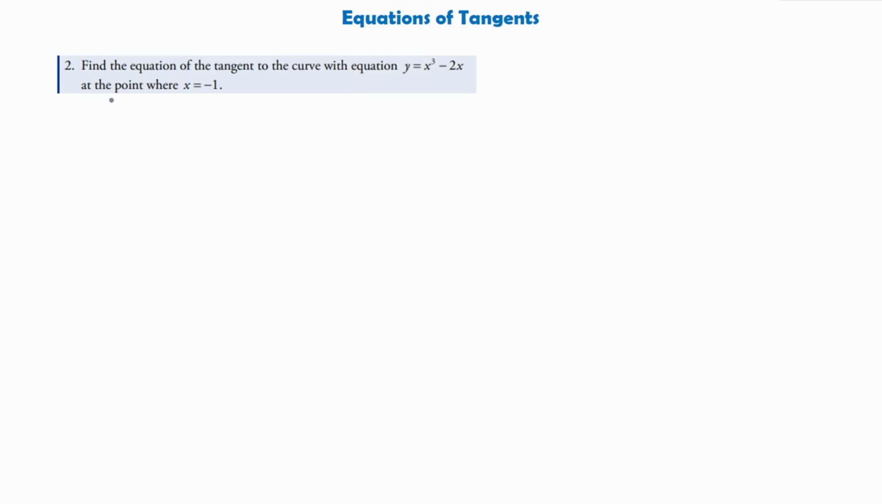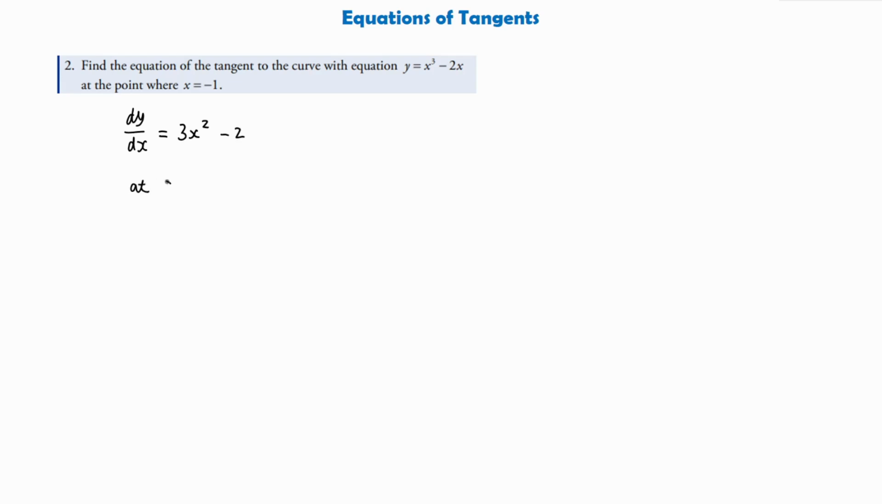So firstly, we can see that we need to work out the gradient of this tangent at this curve. So we know that the gradient is going to occur at the derivative when x is equal to the value a. Now we can see our value a in this case, we're just told is the point x equals minus 1. So our a is minus 1. But let's work out the derivative first. It's going to be 3x squared minus 2.